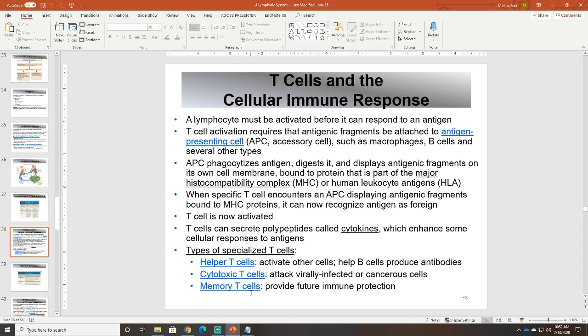Then finally, you've got memory T cells, and they provide future immune protection. How? Well, they remember the antigen, and then they stick around so that in the future they can respond if they see it again.